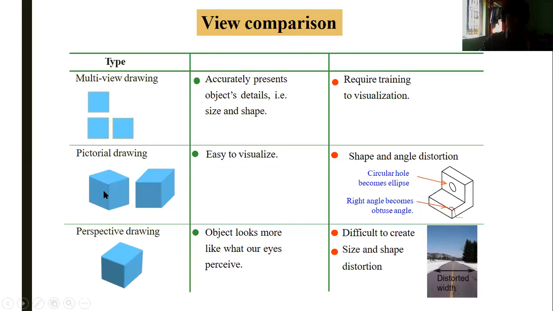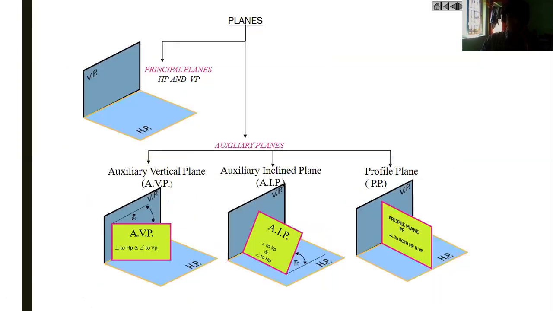If it is a pictorial drawing, then we can easily observe and visualize the object, but you cannot find the exact dimensions from this drawing. And in perspective drawing, generally for any object, like a car, everything in real life, we see perspective drawings.